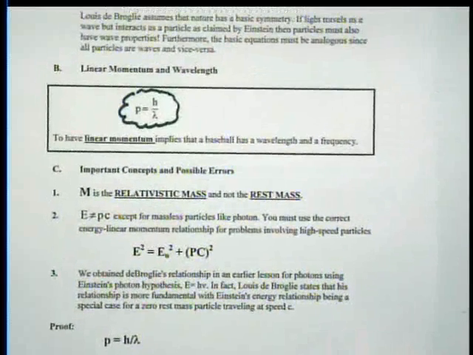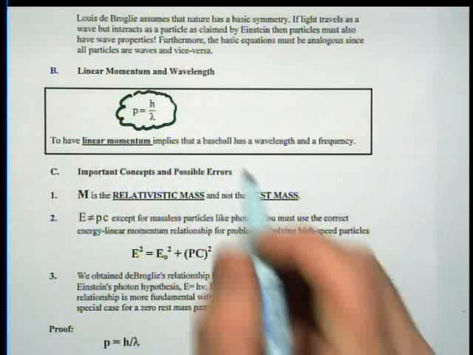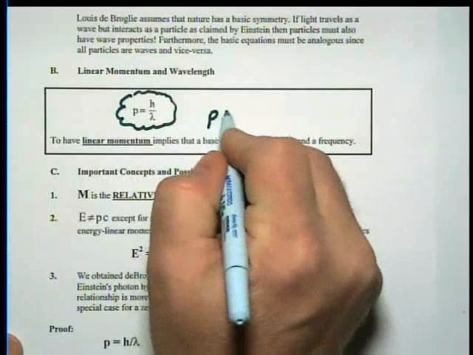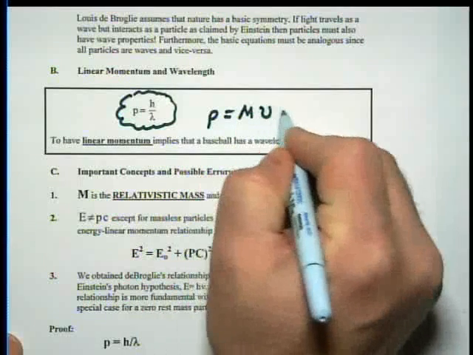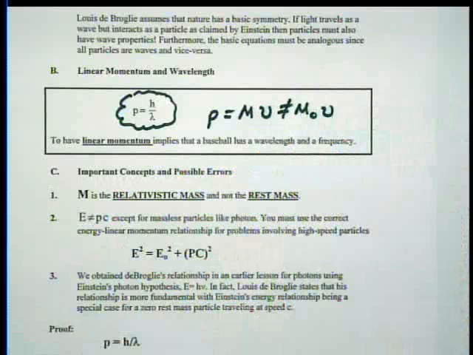Be careful when you calculate P. P is the relativistic mass times V, not the rest mass. Okay? So it's mv, not m naught v. Now, it could be that m and m naught are about the same, but that's a special case. All right, so be careful.